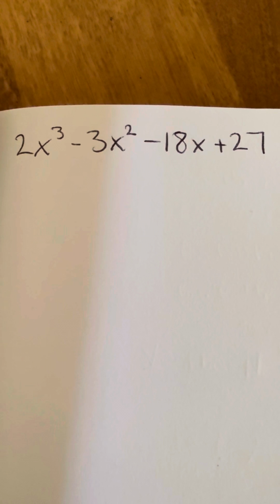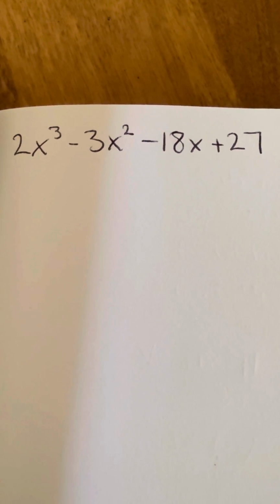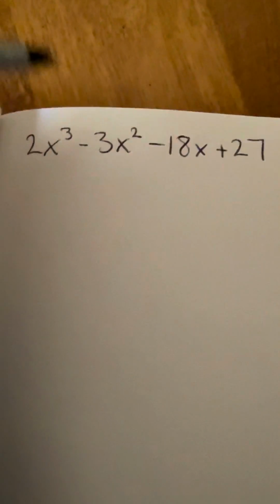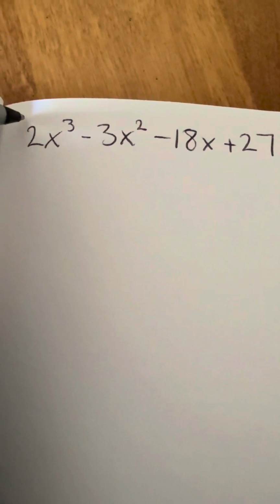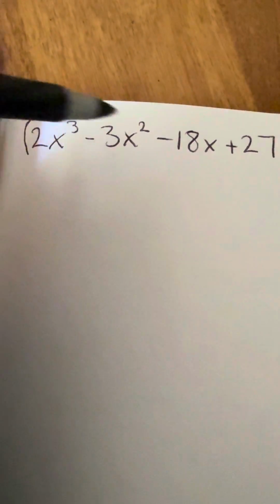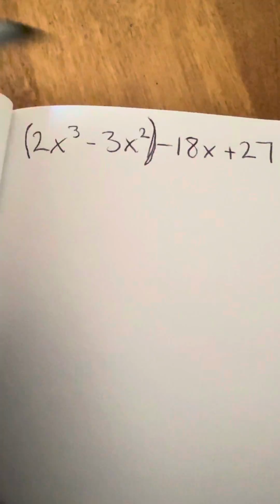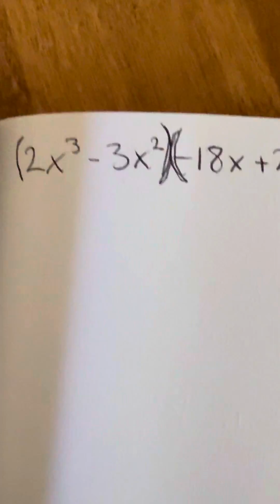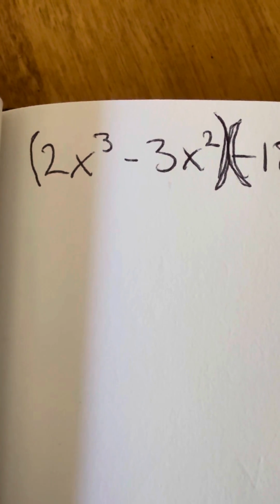So what we have is 2x cubed minus 3x squared, then minus 18x plus 27. So what I'm going to do by grouping is take the two terms in front, and we're going to put them in parentheses. Deal with those first. And then we're going to group this set right here, so we're going to put a set of parentheses around those two. So we're going to focus on this set right here.